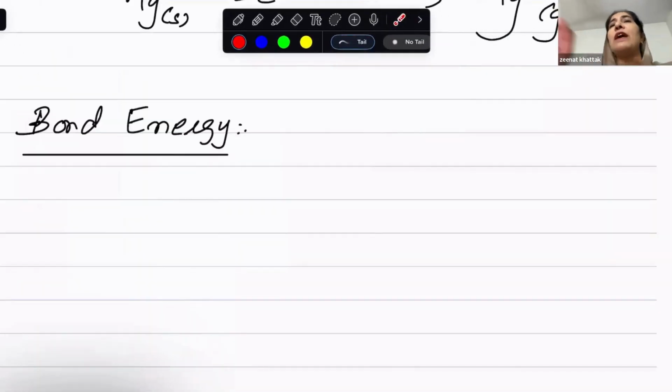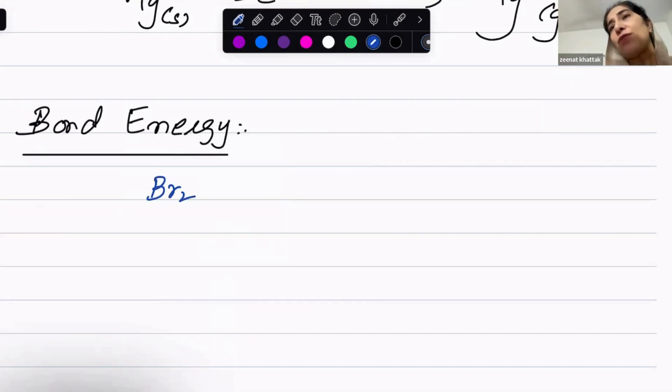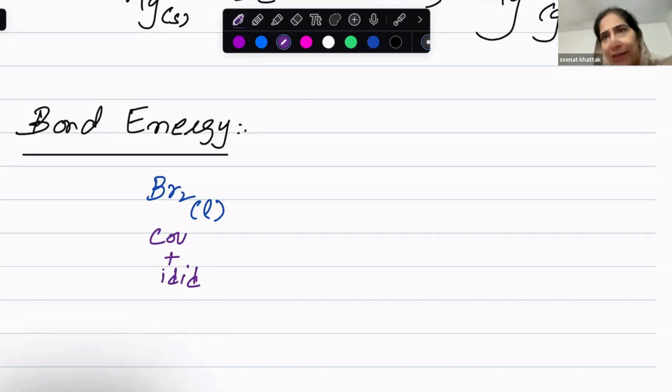If it is the energy needed to break a covalent bond in a gaseous substance, for instance, I have bromine liquid. Now you know that in bromine liquid, there is covalent plus what? IDID. Now when you provide heat or any form of energy, this energy will break which bond first? Weaker. A simple rule.